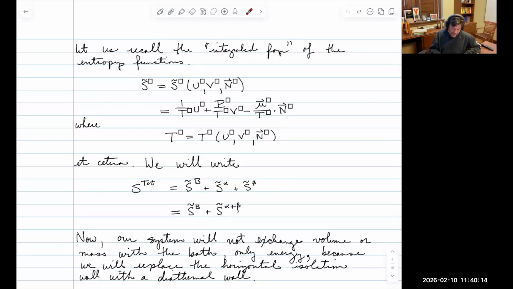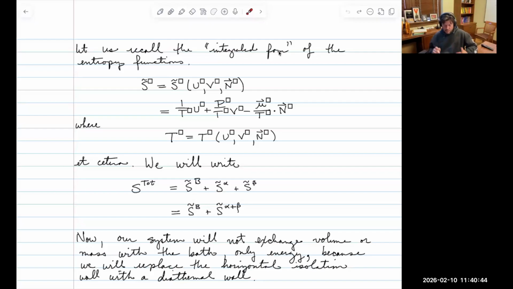But this relation holds individually for each one of those sub-environments, alpha, beta, and the heat bath B. The temperature, of course, is a function of the internal energy, the volume, and the number of moles of each constituent, as is the pressure and the chemical potentials as well. Now, let's think about the system as a whole.